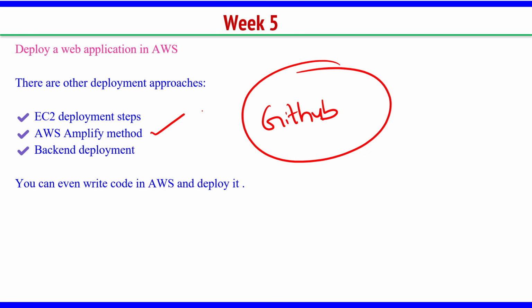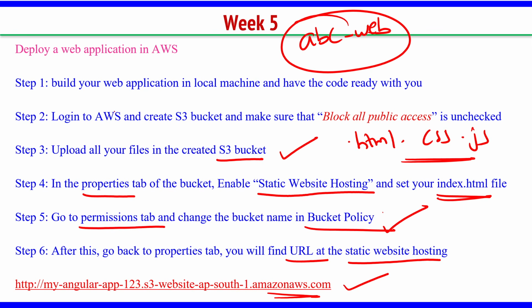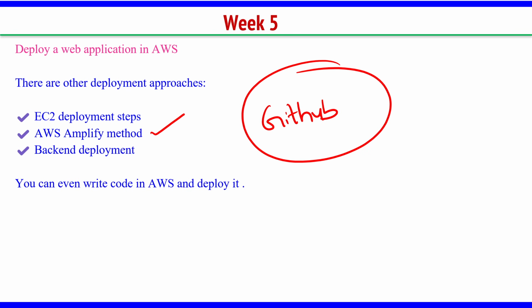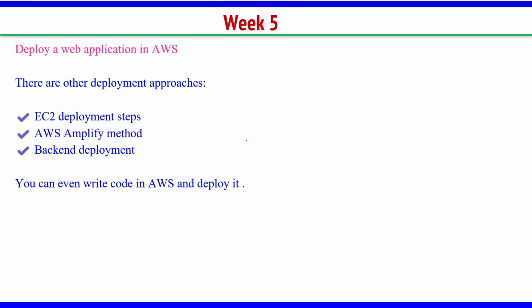But here I am saying you should have all your files in your local machine, so that you have to upload into the S3 bucket. But in the Amplify method, we will not use the S3 bucket concept. We will connect it directly with the GitHub. In the first case, what I explained, we are downloading the code from GitHub or your local machine, then you are uploading into the S3 bucket. So that is one way.